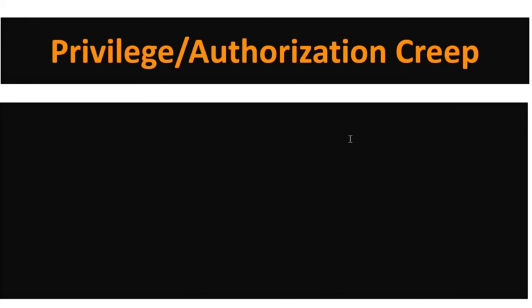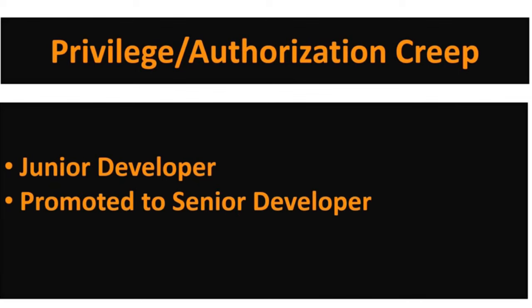Let's again consider Mary's example. Say Mary starts as a junior developer in a company. So initially, Mary has access only to the development environment. So she doesn't have access to the production environment. And this aligns with her role as well because she's a junior developer. Then say after a year, Alice is promoted to a senior developer. And this role requires occasional access to production environment as well, say for troubleshooting. So instead of adjusting her permissions, her new permissions are simply added to her existing ones. So she has access to development as well as production environment now.